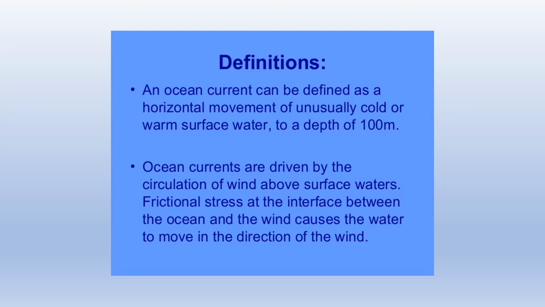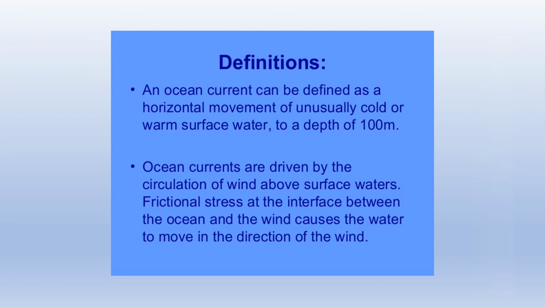Let us define what ocean currents are. An ocean current can be defined as the horizontal movement of unusually cold or warm surface water to a depth of about 100 meters. Ocean currents are driven by the circulation of wind and surface waters. Frictional stress at the interface between the ocean and the wind causes the water to move in the direction of the wind. By knowing these factors, ocean current is related to the movement of water.